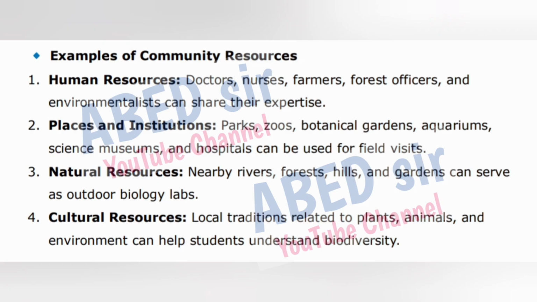Examples of community resources. 1. Human resources: doctors, nurses, farmers, forest officers, and environmentalists can share their expertise. 2. Places and institutions: parks, zoos, botanical gardens, aquariums, science museums, and hospitals can be used for field visits. 3. Natural resources: nearby rivers, forests, hills, and gardens can serve as outdoor biology labs. 4. Cultural resources: local traditions related to plants, animals, and environment can help students understand biodiversity.